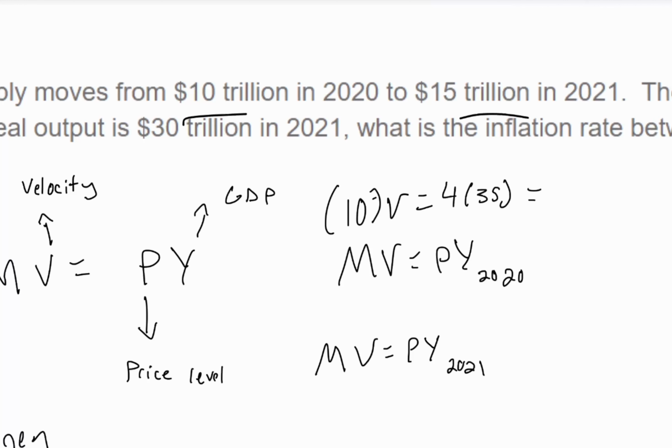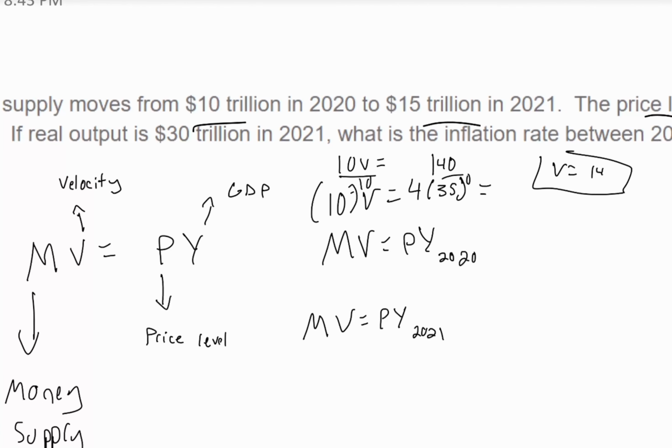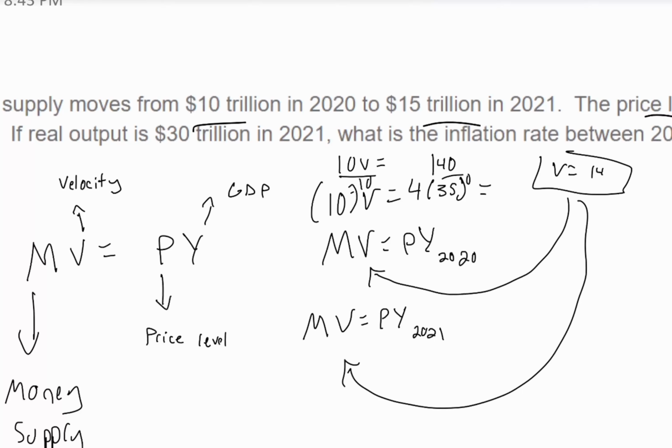So 4 times 35 is 140, equal to 10 times V. V is equal to 140 divided by 10. So V is equal to 14. Okay, so now you know V is equal to 14. Because V is constant, V is equal to 14 in both years. So then we can solve again.